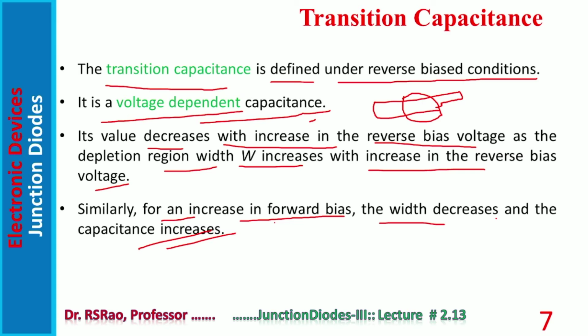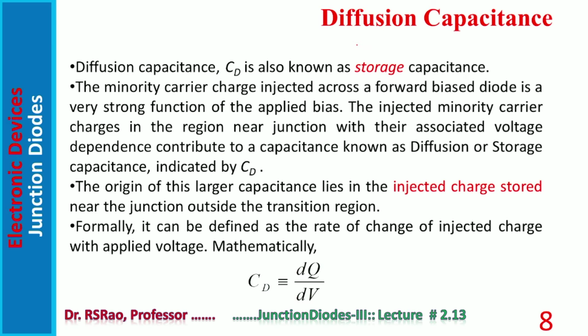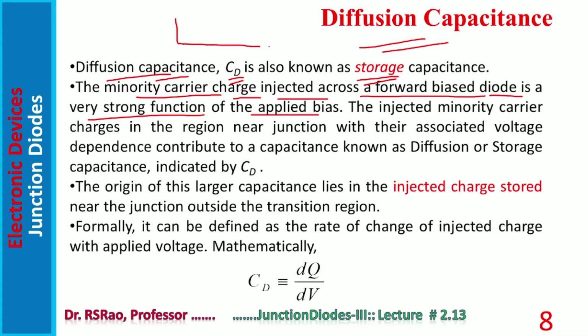But as a matter of fact, under forward biased condition, transition capacitance exists, and the capacitance increases with the increase in forward bias. We consider another type of capacitance, diffusion capacitance. It is indicated by CD. It is also known as storage capacitance. The minority carrier charge injected across a forward biased diode is a very strong function of applied bias. So what is this diffusion capacitance?